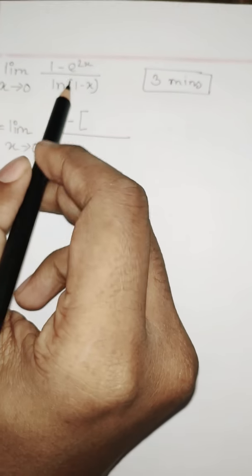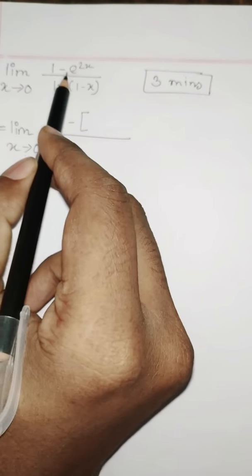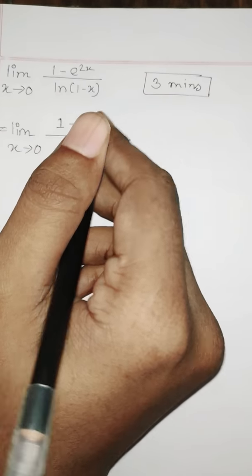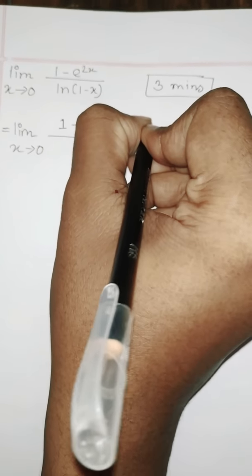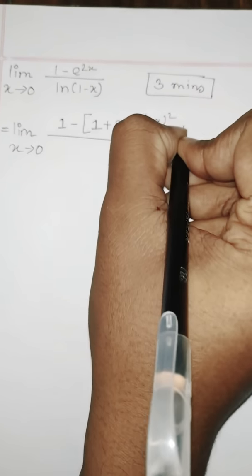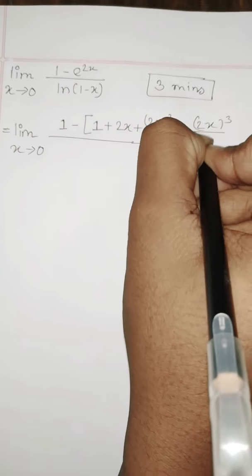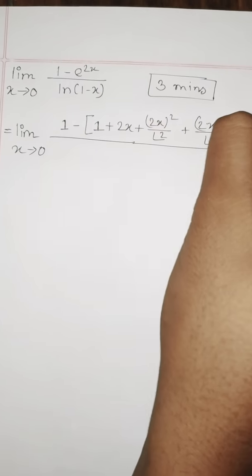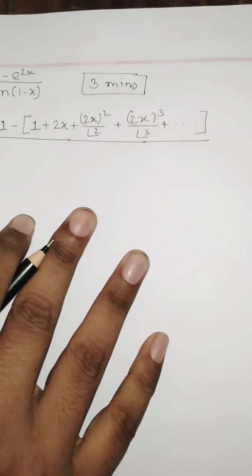So we will take e to the power 2x, and if we expand it in Maclaurin series, first of all that will be e to the power 0, that is 1. Then we will have 2x, then 2x square by factorial 2 plus 2x cube by factorial 3, and so on. This will turn into an infinite series, I guess.